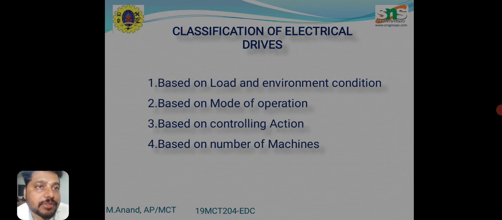Now I am going to discuss the topic of classification of electrical drives in the Electrical Drives and Controls subject. We have four types of classification in electrical drives. The first one is based on load and environmental conditions, then based on mode of operation, then based on control action, and finally based on the number of machines connected with a load. These are the basic classifications of electrical drives.